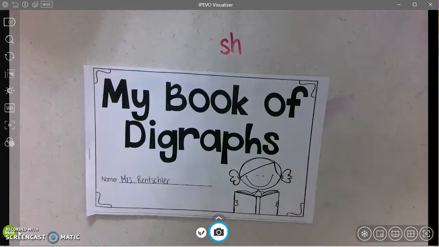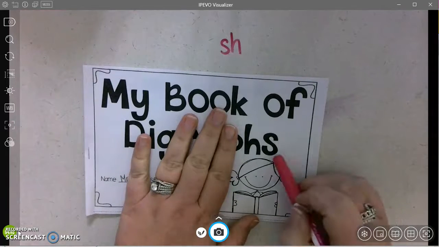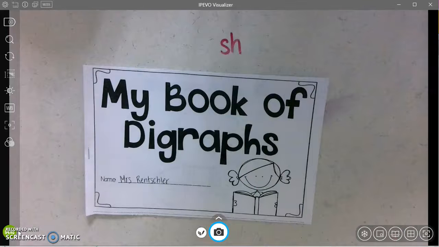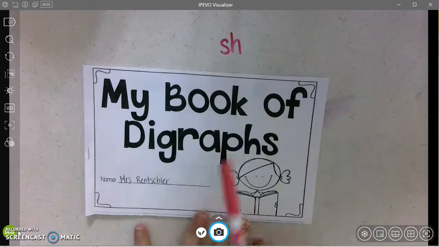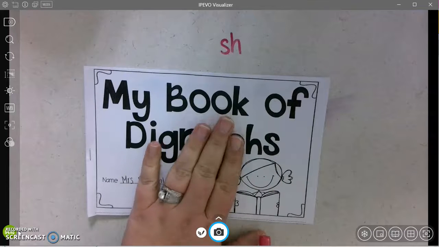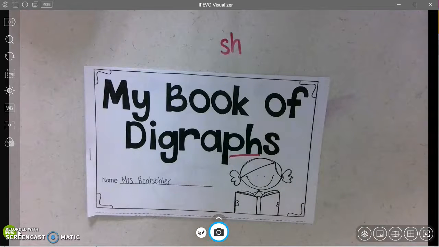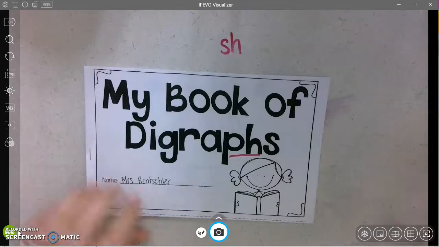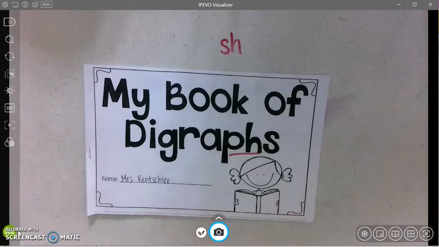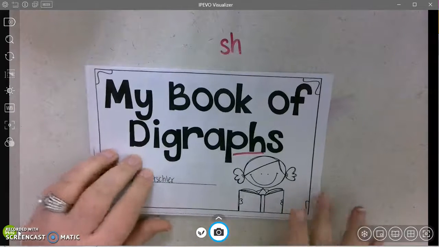So SH says shh. And as I'm looking at our digraph book, I see an S and an H right here. But remember, SH has to go S first, H second. So this would be backwards, okay? This would be backwards. The H goes with the P for the one that for phone. PH makes the F sound. But today we're looking at SH says shh. SH says shh. And let's look through our book.